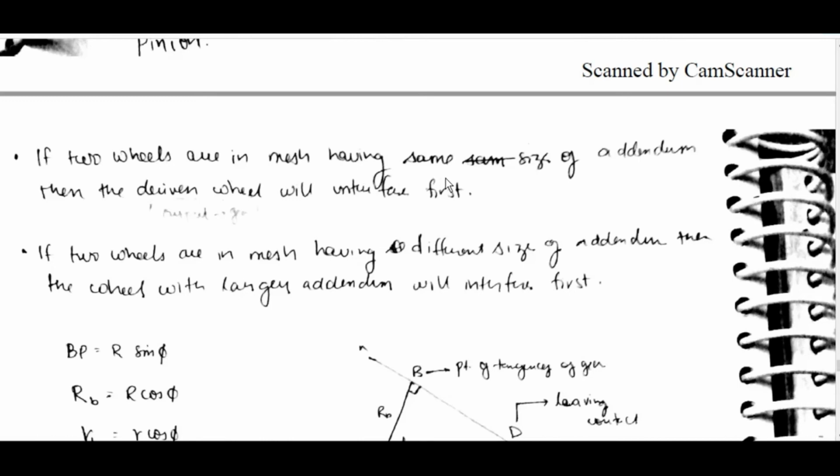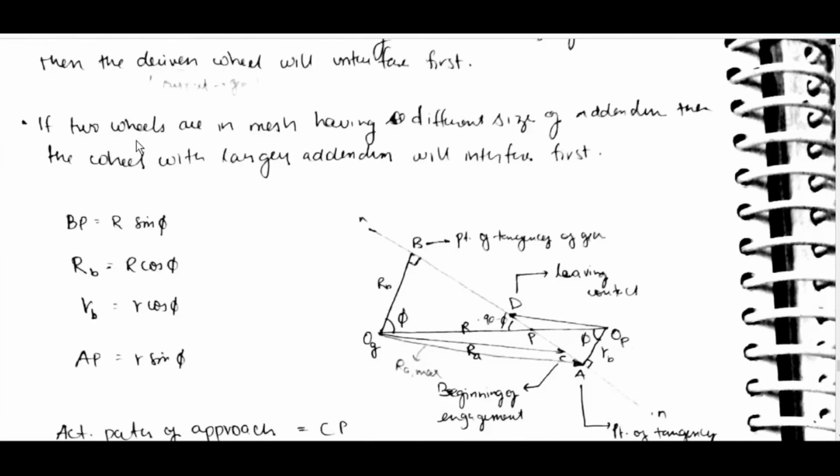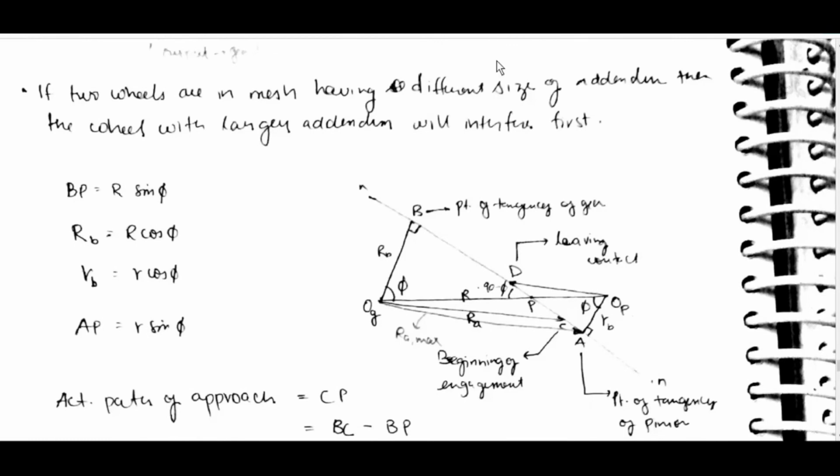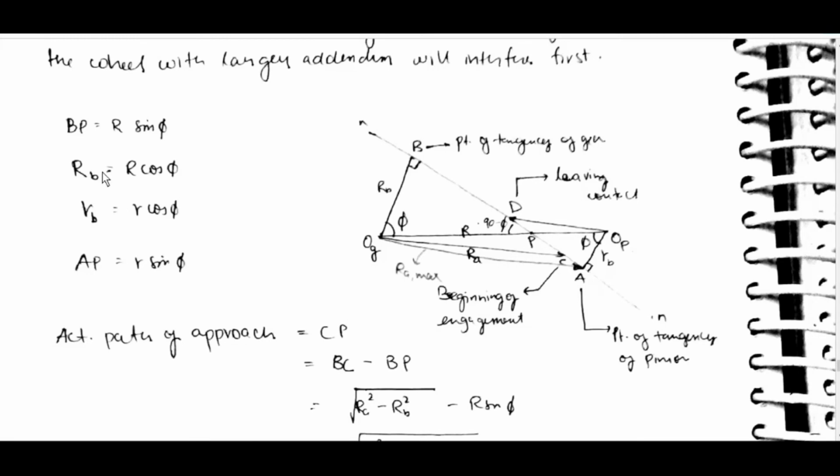If two wheels are in mesh having the same size of addendum, then the driven wheel will interfere first. If two wheels in mesh have different sizes of addendum, then the wheel with the larger addendum will interfere first.